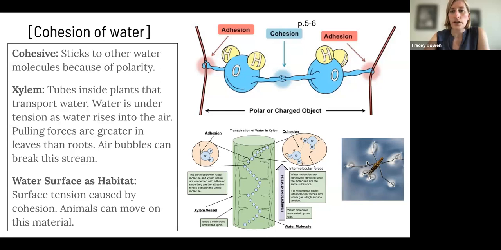And water, because of its cohesive properties, can act as a habitat for organisms. So you can see this water skeeter here lives on the surface of the water. And the surface tension of the water is caused by that hydrogen bonding. That's what allows this insect to disperse its weight onto the water and remain on top of the water.